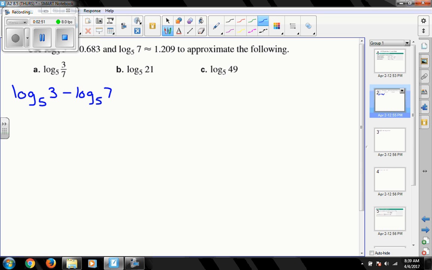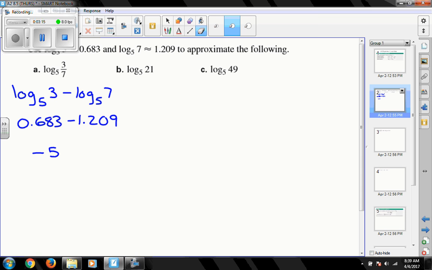And we get 0.683, which is log base 5 of 3 given to us in the problem, minus 1.209, again given to us in the problem. We subtract those and we get negative 0.526. All right, so there's one.